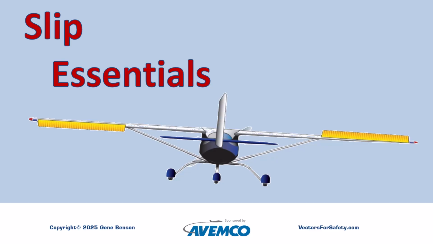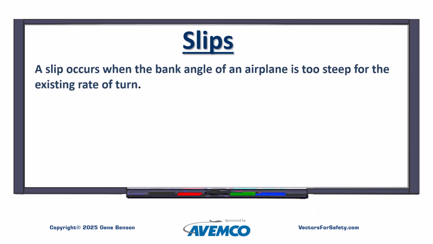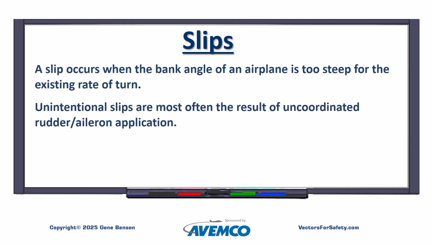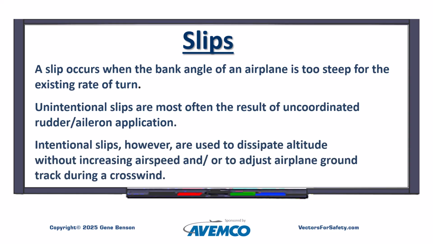Let's begin with a few facts regarding slips. A slip occurs when the bank angle of an airplane is too steep for the existing rate of turn. Unintentional slips are most often the result of uncoordinated rudder-aileron application. Intentional slips, however, are used to dissipate altitude without increasing airspeed and/or to adjust airplane ground track during a crosswind.